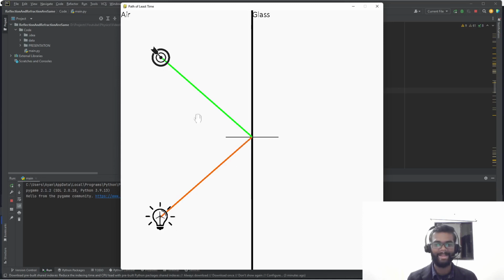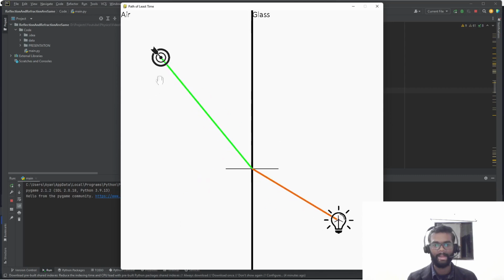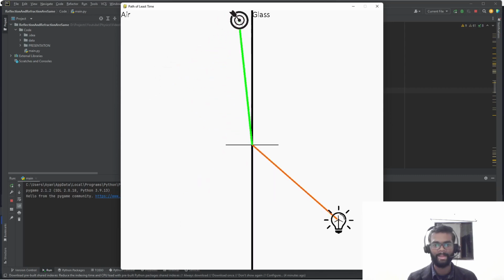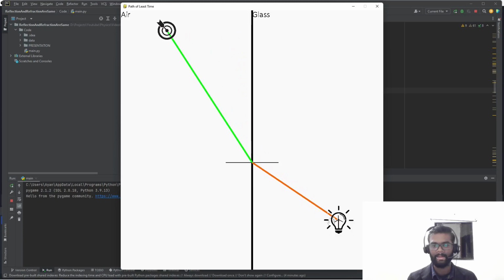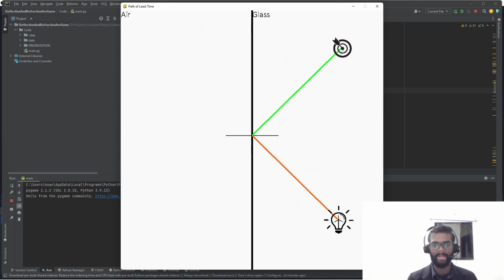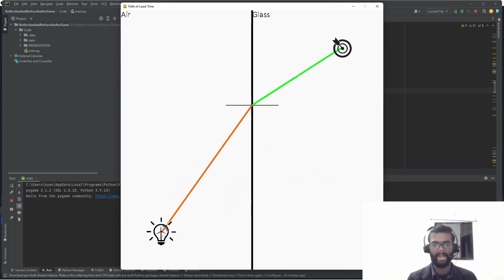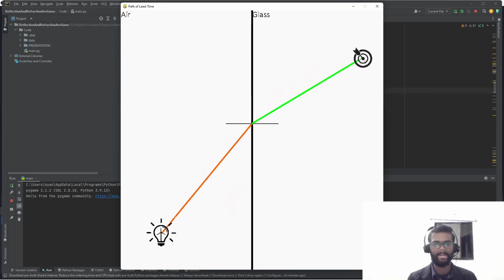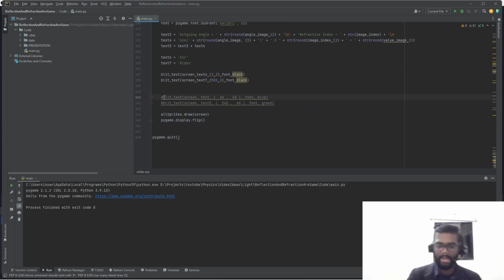And isn't this magic? Because my code doesn't care about reflection or refraction at all. My code just cares about finding the path with minimum time, right? So as you can see, this simple principle, finding the path that takes the least amount of time, can explain both reflection and refraction. Isn't this amazing? Now I'm going to do something more interesting.